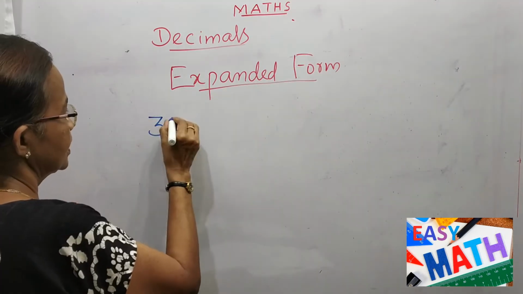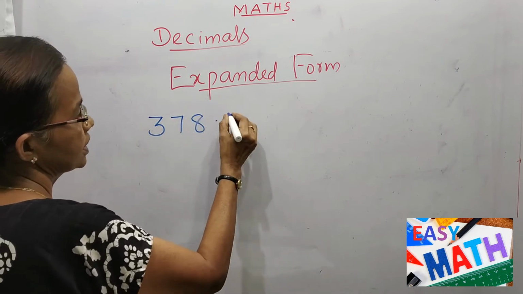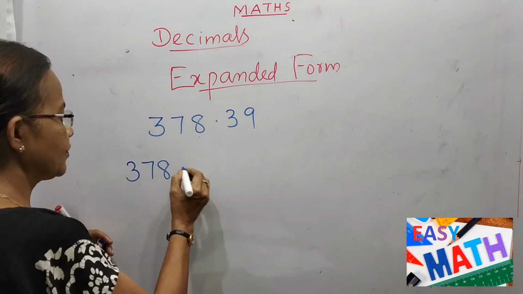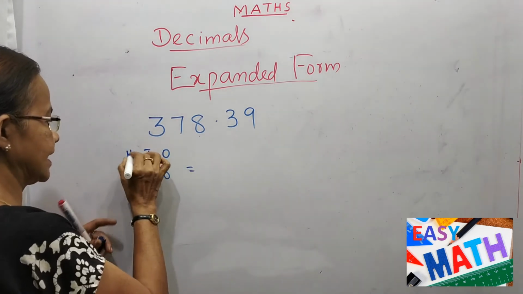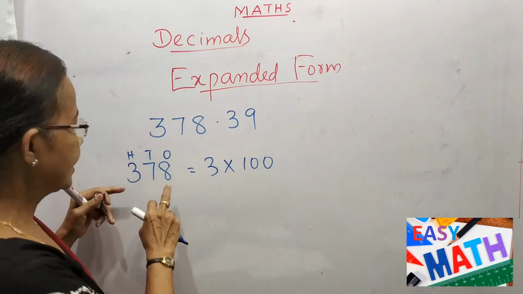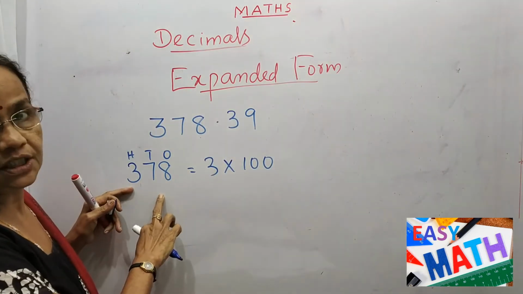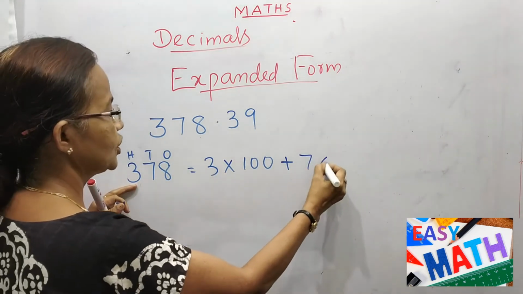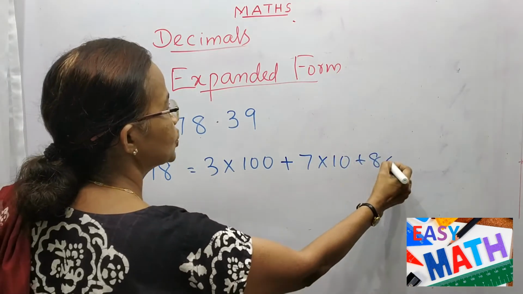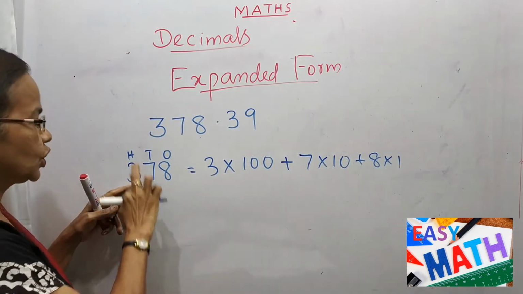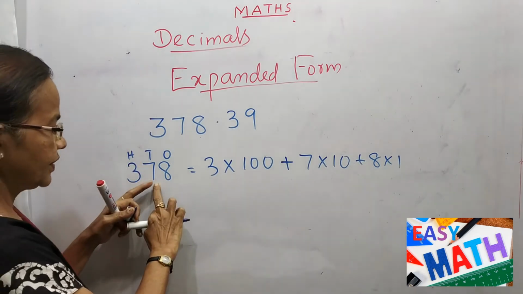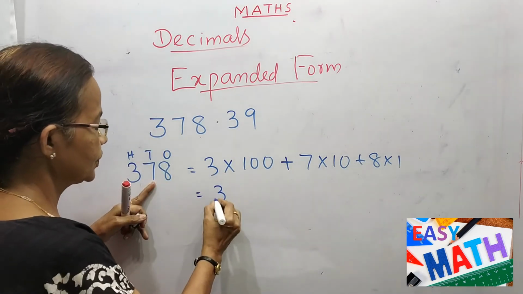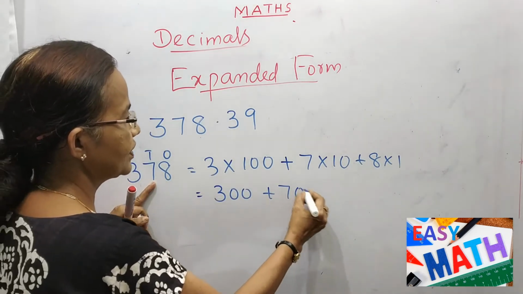See, 378.39. Okay, 378 expanded form: ones, tens, 100. Starting from here, expanded form of 378. That is 3 into 100 plus 7 into 10 plus 8 into 1. That is face value into the place. The place is 100 place. Face value of 7 is 7. 7 into 10 place. Okay. Is equal to 300 plus 70 plus 8.